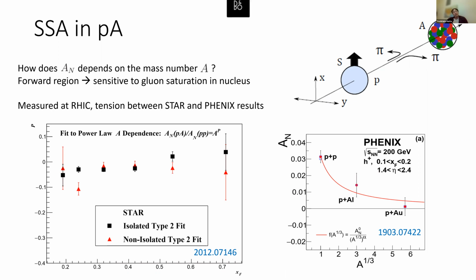On the other hand, the STAR collaboration basically found no dependence on A. They are not actually inconsistent, because they made measurements in slightly different kinematics. There's no overlap in the kinematics, but the results are qualitatively different, and this is very striking.